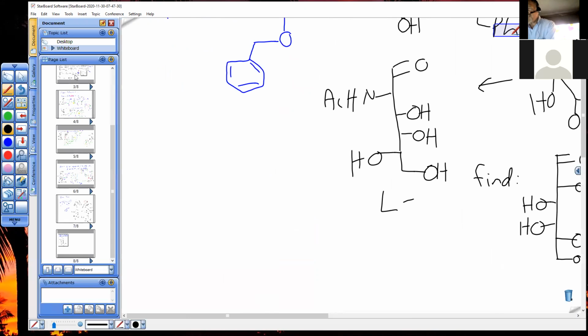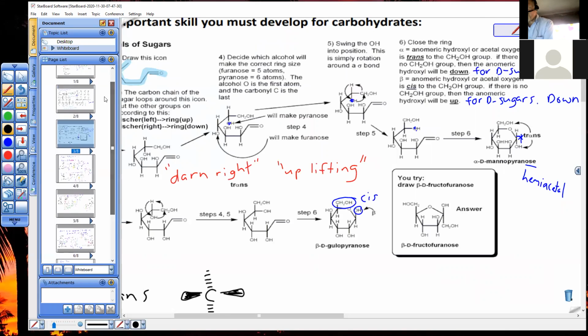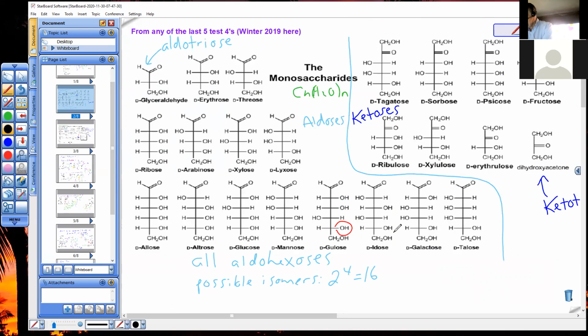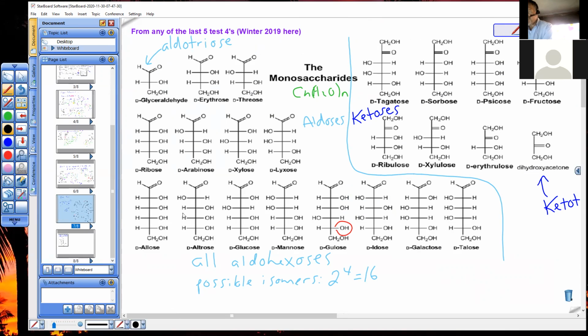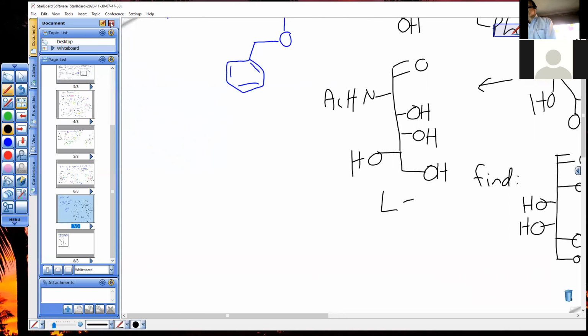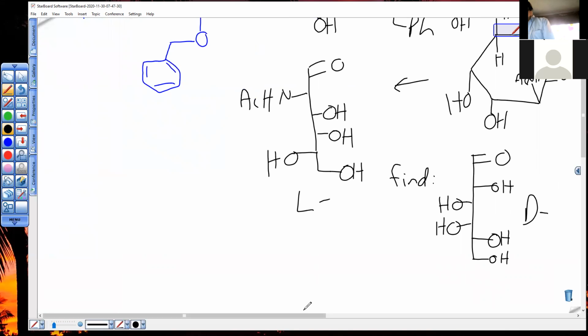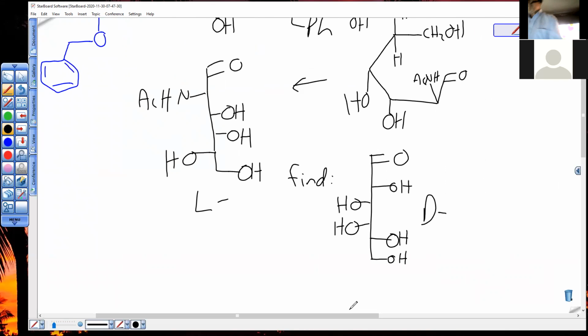Time's ticking. Was it page 3? Hope so. No, it's page 2. Right, left, right. Right, left, right. It is galactose, D-galactose.